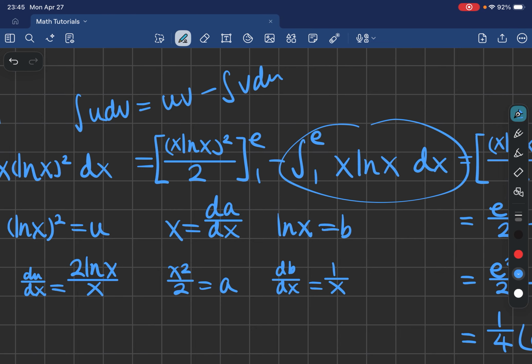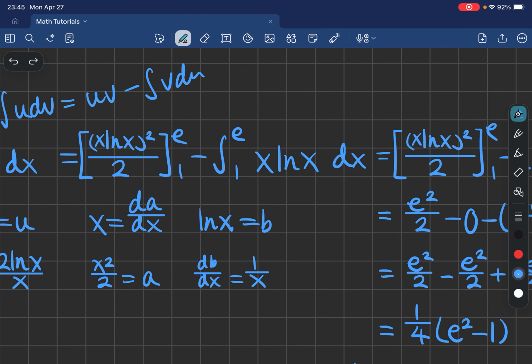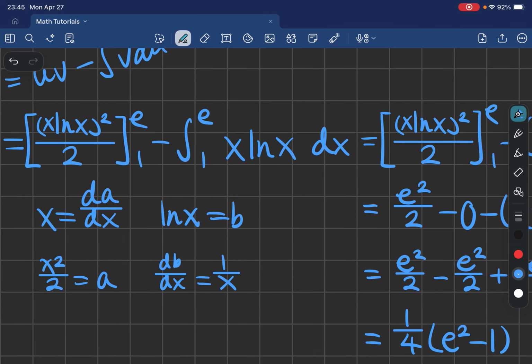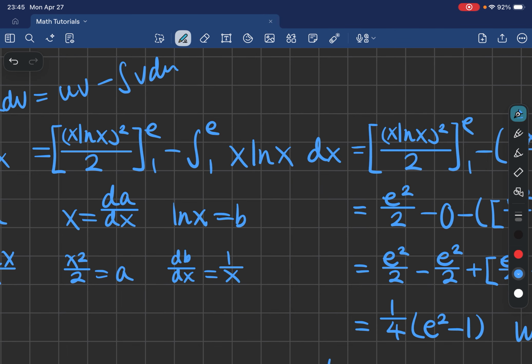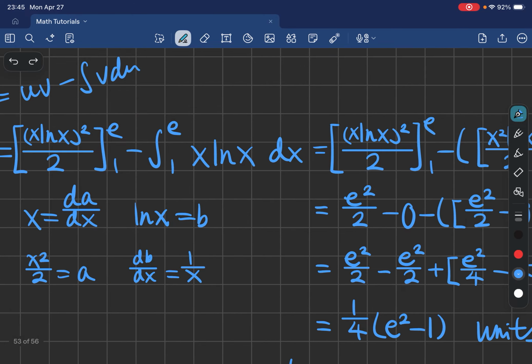However, this thing is still bothering us because we also have to do integration by parts here again, since we have x times ln x, so that's a product. We have to do integration by parts again. So I use different variables this time. x, I made dA over dx, and ln x is b. So a equals the integral of this, and db over dx is the derivative of that, which is 1 over x.